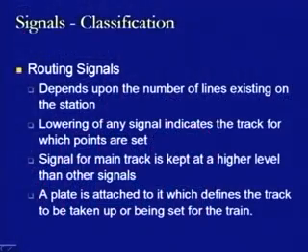At times a plate is attached to this type of signal which defines the track to be taken up or being set for the train. That is another thing which is sometimes provided, and if it can be read, it also helps the driver find out which track is being set for them.